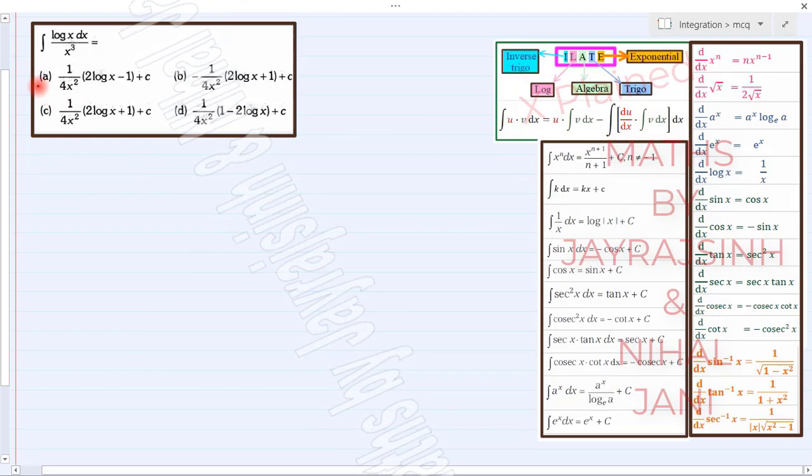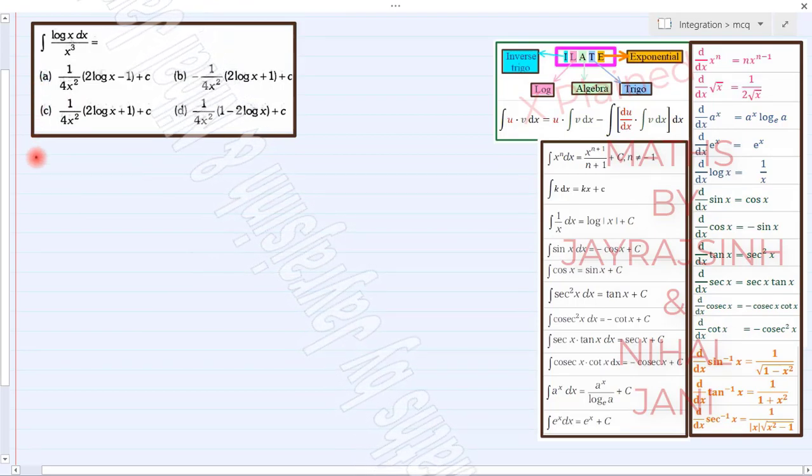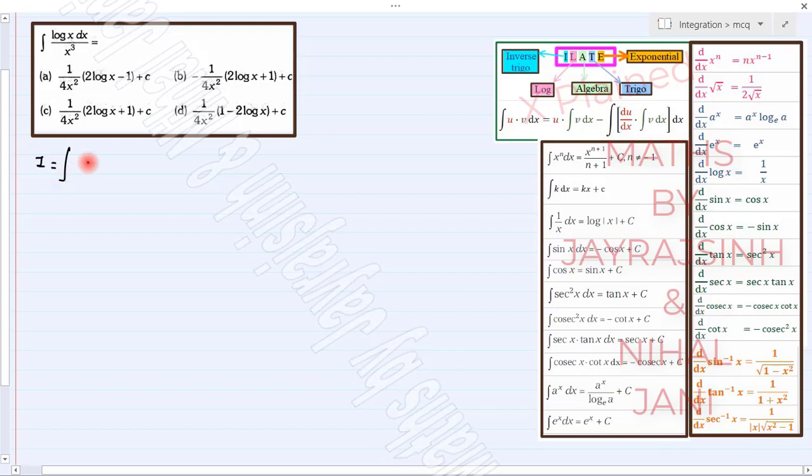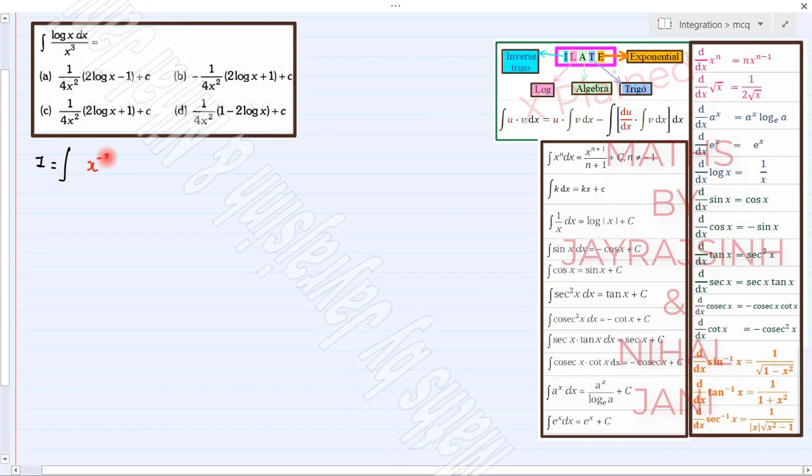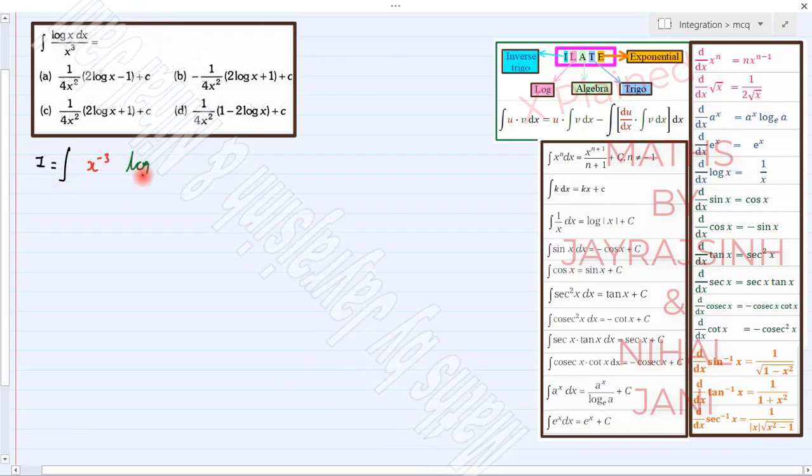Here we have to integrate log x upon x cube, or we can say we have integration of x raised to minus 3 into log x.